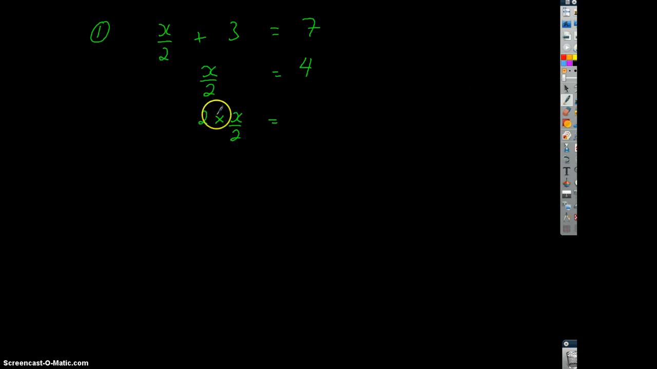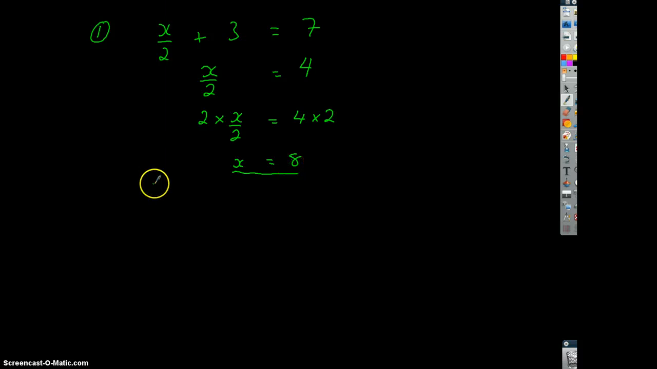This is saying 2 times a number divided by 2. So we're going to be left with that number, which is x. So we multiply the other side by 2, 4 times 2, which equals 8. And another way of looking at it is this is saying what number divided by 2 is equal to 4. So the answer is 8.